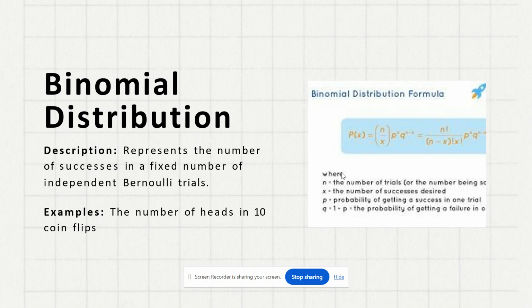The second is the binomial distribution. The binomial distribution represents the number of successes in a fixed number of independent Bernoulli trials. For example, I have a coin which has a head and a tail. I will flip it 10 times, and I want to find how many times head occurs. When I find that, it becomes a binomial distribution for the head, which means I represent the number of successes in a fixed number of trials. As I told you, head. So it will show me how many times head occurs. Just simple.